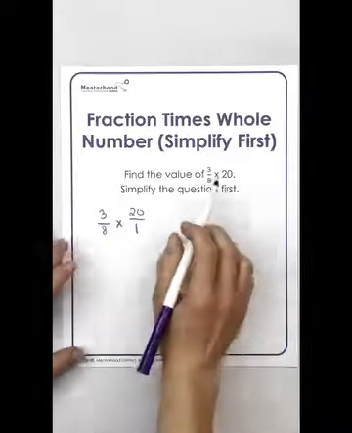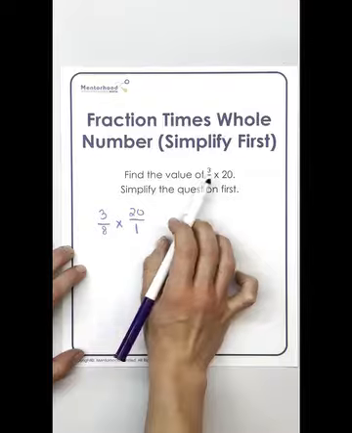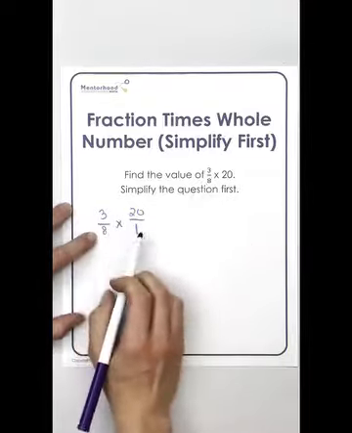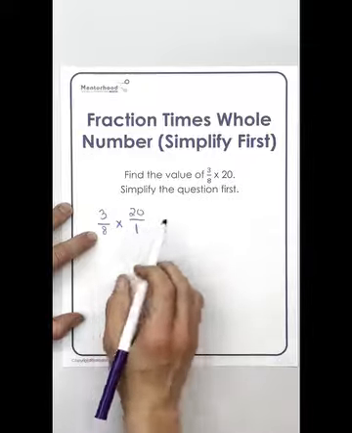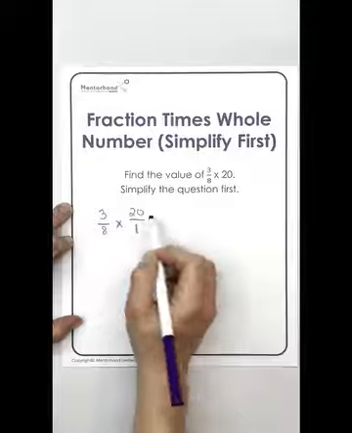Let's find the value of 3/8 times 20. So this is a fraction of a whole number. So it's 3/8 of 20. Now I've rewritten this here as 3/8 times 20 over 1. This is the same thing as saying times 20 because any whole number over 1 is just the same thing as a whole number, because you've got one group of that number.